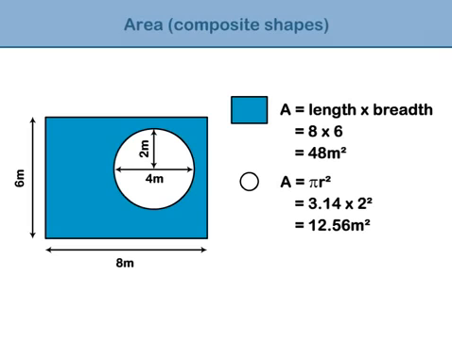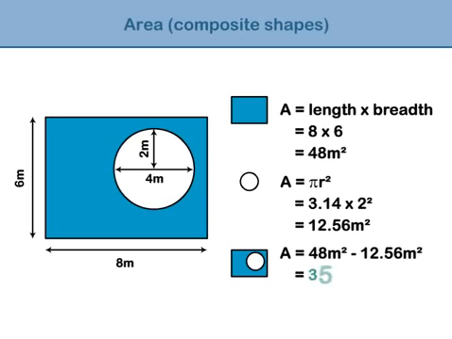To get the area of the shaded part of the shape, we'll need to subtract the area of the circle from the area of the rectangle. 48 minus 12.56 equals 35.44 meters squared.